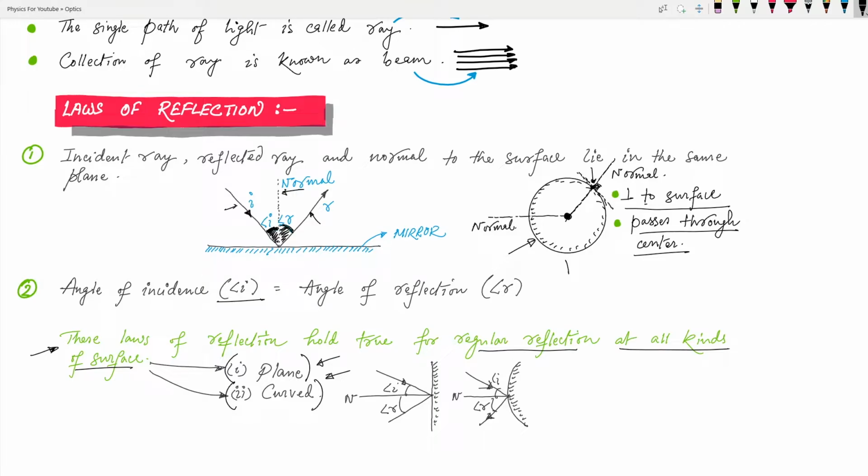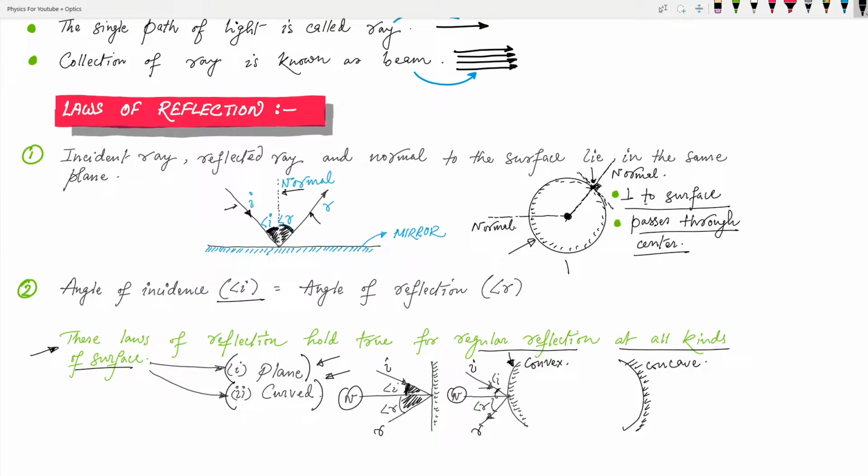Now there are two kinds of curved mirror. One is convex mirror, another is concave mirror. This picture that you're seeing is of a convex mirror, and this is the concave mirror. So for both the cases, the laws hold exactly true. I've demonstrated this with a diagram, that is I, N and R. I, N and R all lie in the same plane, and angle I, this angle, is equal to the angle of reflection.